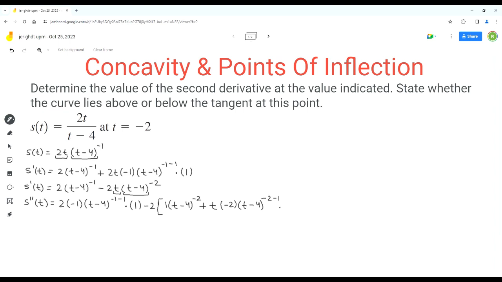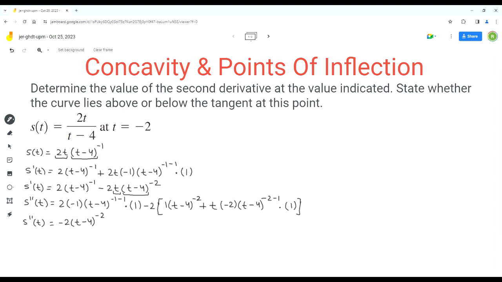Times the derivative of the inner function t minus 4, which will just be 1 minus 0. We can ignore the 0. Now we can simplify this expression. So in the first part, 2 times -1 is -2, and the exponent -1 minus 1 is equal to -2. Multiplication by 1 doesn't change anything. So this is the expression we get for the first part.